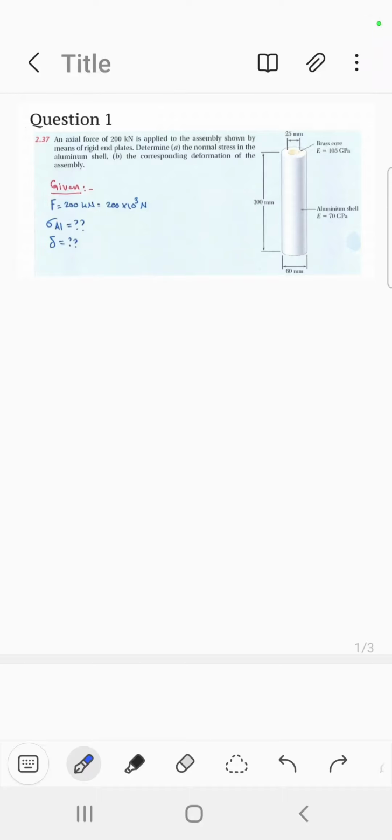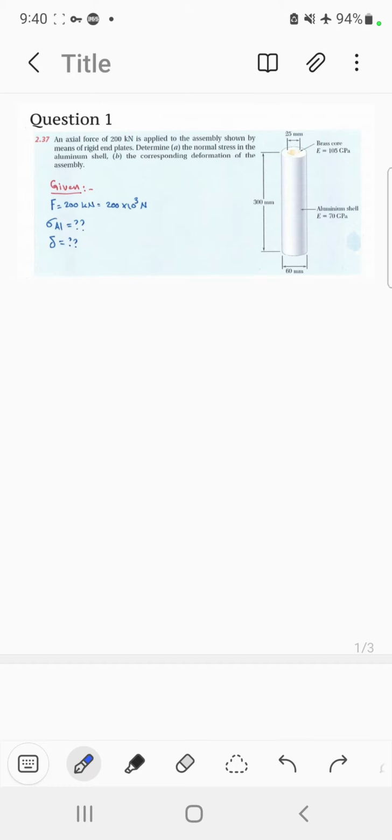Ladies and gentlemen, my name is Abdurrahman Ali, and today, inshallah, I will try to solve question number 1 in mechanics of materials. So, let's see the question. An axial force of 200 kilonewton is applied to the assembly shown by means of rigid end plates. Determine the normal stress on the aluminum shell and the corresponding deformation of the assembly.